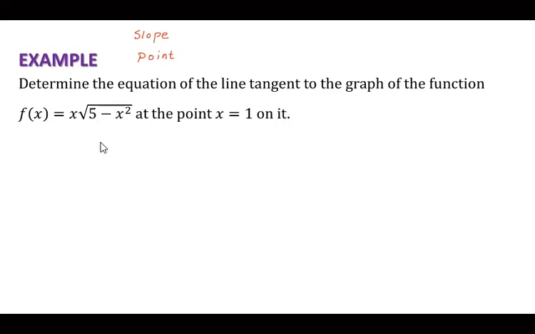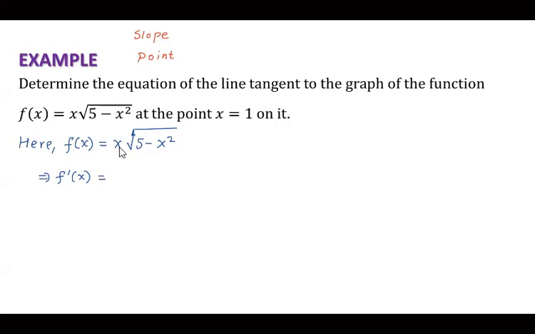And remember, in order to find the equation of tangent line, we follow a four-step procedure. The first one is to determine the slope. And in order to determine the slope, we have to find the derivative of this function. So here our function is f of x equal to x times the square root of 5 minus x squared. And the derivative of this, because it is x multiplied to square root of 5 minus x squared, we are going to use the product rule.